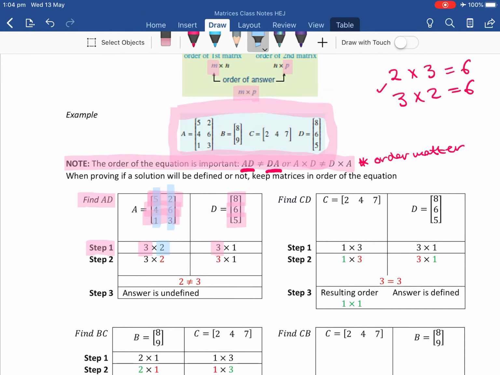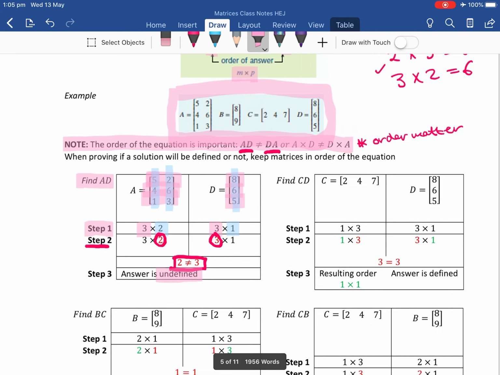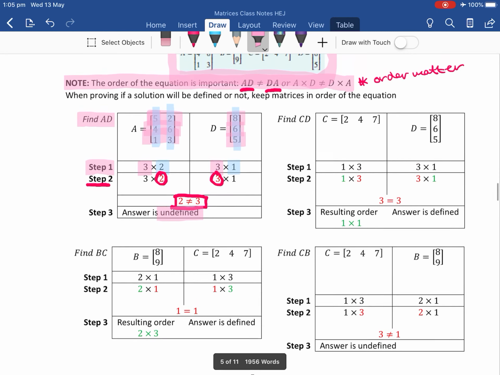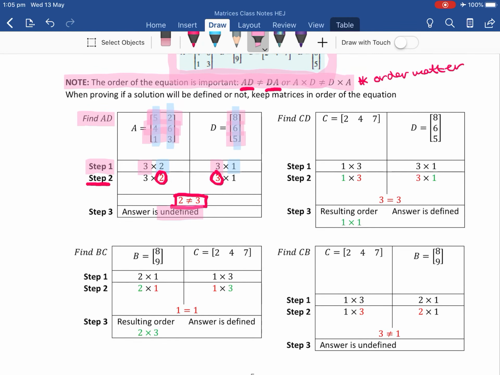So that's good. Step 2 is looking at the inside numbers. This one we've got a 2 and this one we have a 3. They don't equal one another. They're not the same. So that means these matrices multiplied together is undefined. These ones cannot be multiplied together. So let's look at another one. I won't go through all of them, you can look through them, but let's have a look at the one underneath. Find B times C.